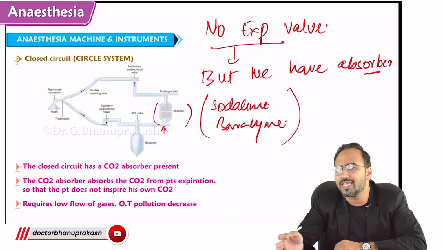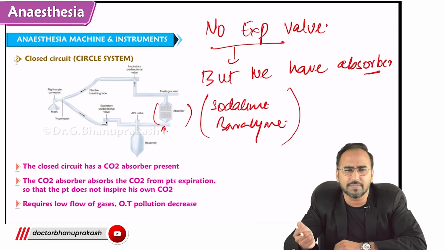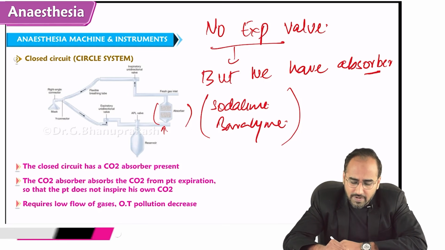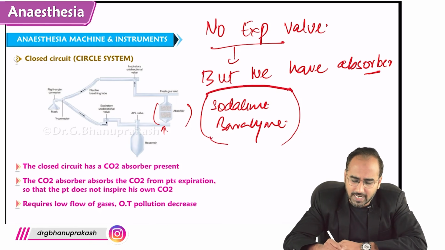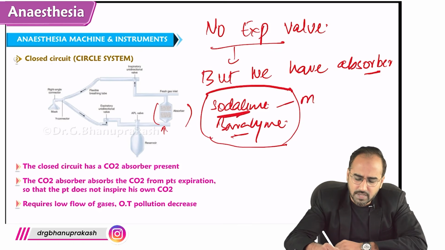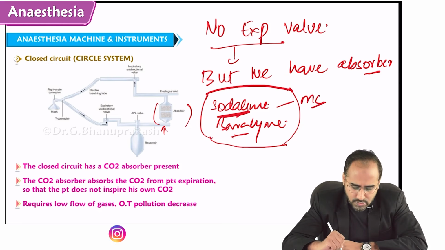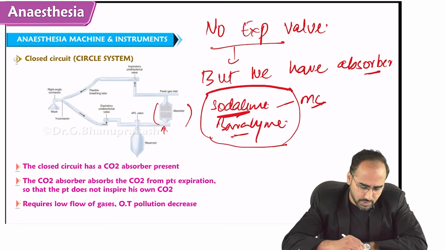And the flows of the gases will also be required less. Why? Because most of the gases are rebreathed by the patient except carbon dioxide. So the flows are required less. But what is the heart of the closed circuit? It is the absorbing material, either soda lime or Baralyme. Most commonly, what is this absorbing material that we use? It is soda lime.